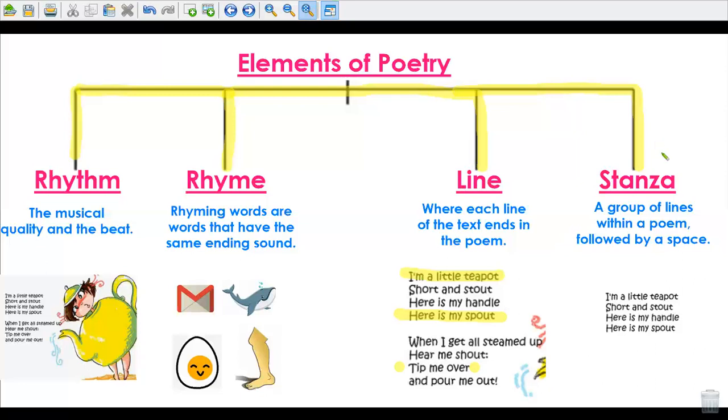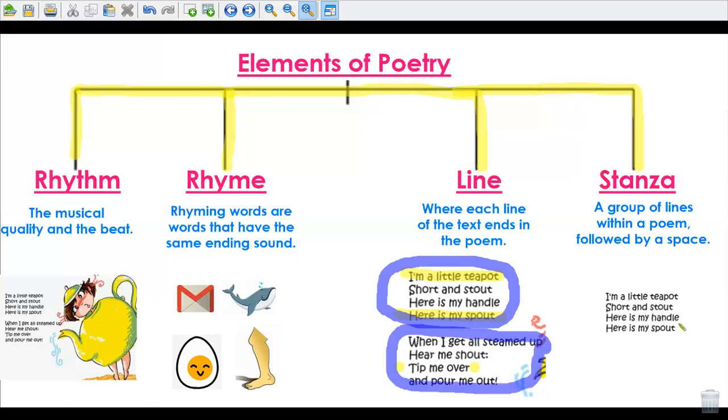Our last element of poetry that we're going to do today is the word stanza, my favorite word. And that's when you have a group of lines within a poem that's followed by a space. So a stanza is when you have a whole section put together. If you notice our poem right here, I'm a Little Teapot, I'm going to change colors for us real quick. These are all grouped together. And then down here, these are all grouped together. That means that this has 2 stanzas.